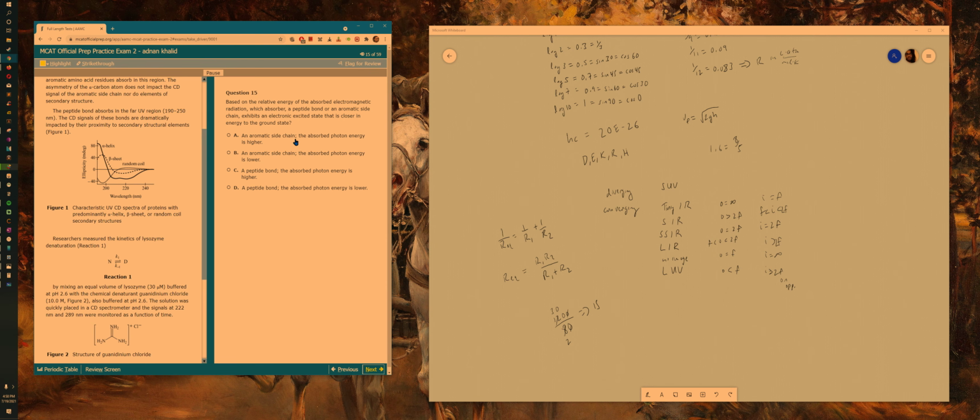Okay, so basically when something absorbs a photon of energy, which will be closer to the ground state? This is basically asking what energy level. I'm pretty sure it's going to be the aromatic one. So the absorbed photon energy is going to be lower, I believe, because resonance stabilizes it.